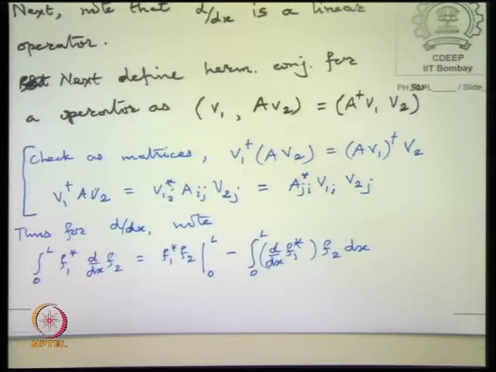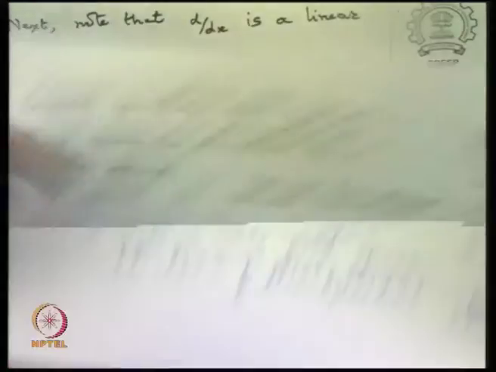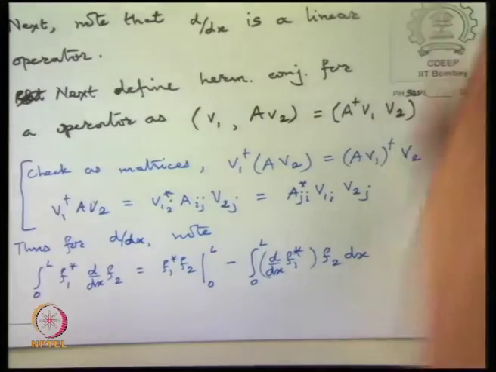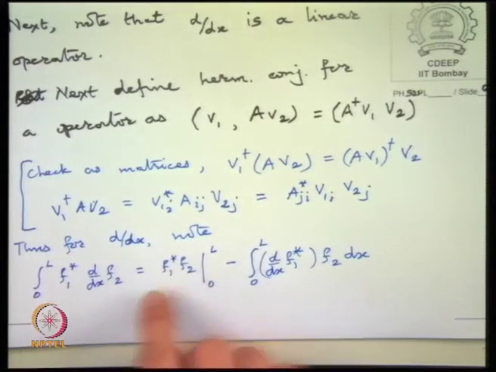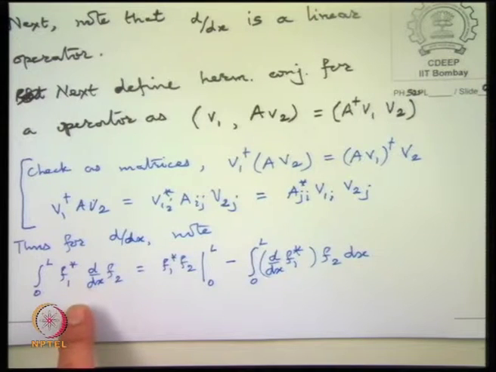Now, to make this into a vector space, we have to put some periodic boundary conditions or some reasonable conditions. So if we set periodic boundary conditions on f's, then this will be 0. Then A will be its own Hermitian conjugate, right?